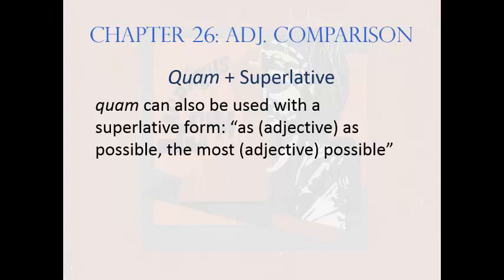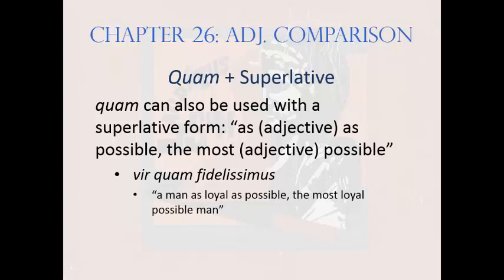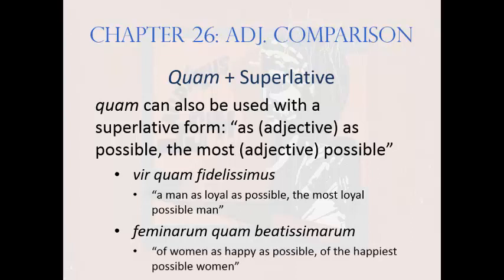That didn't improve your understanding or your mood, did it? Okay, you're on your own. Just learn the idiom. Here's an example. Vir quam fidelissimus, meaning a man as loyal as possible, or the most loyal possible man. And another example. Feminarum quam beatissimarum, of women as happy as possible, or of the happiest possible women. And all of you happiest possible women, come with me.